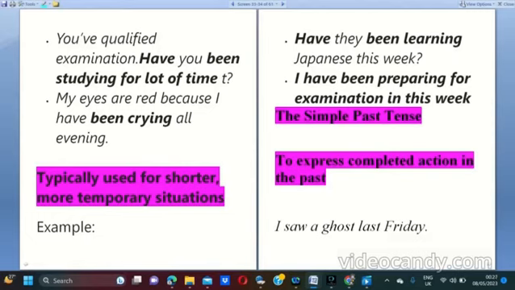Next, the simple past tense. Simple past is useful to express completed actions in the past. I saw a ghost last Friday. Here saw is the V2 form. In the present tense we use the V1 form. In the past tense we use the V2 form to express past actions.